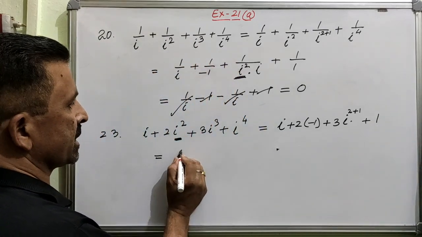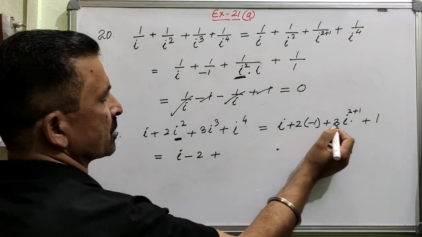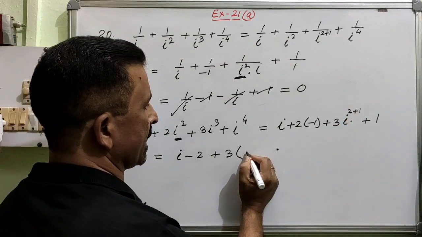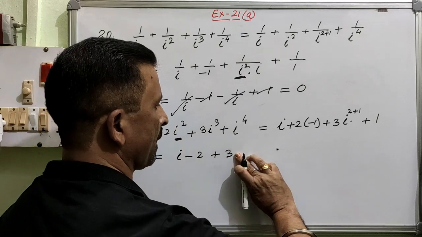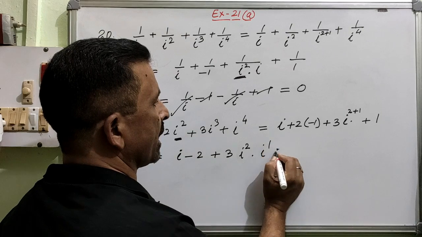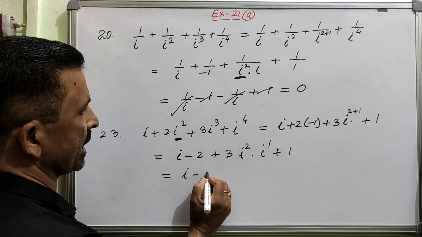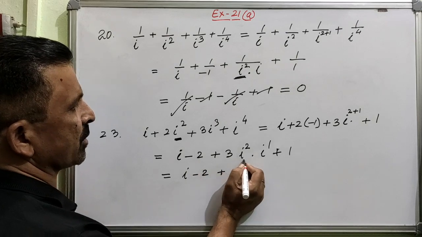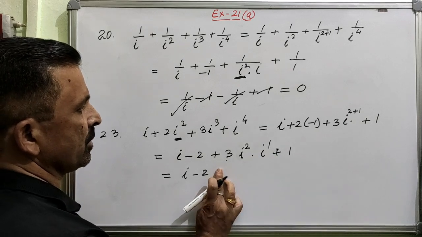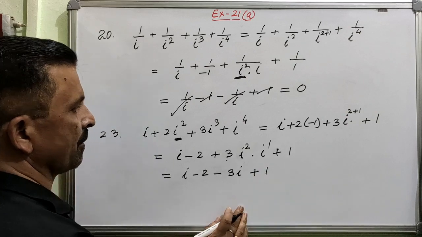Now this is equal to i, then 2 into minus 1 is equal to minus 2, then this 3i: this 3 is 3, and i we can write as i to the power 2 times i to the power 1 plus 1. Now next step, i is as it is, minus 2 is as it is, then this i square will turn into minus 1. So minus 1 into this whole thing, it will be equal to minus 3i, and then finally this is 1, right?